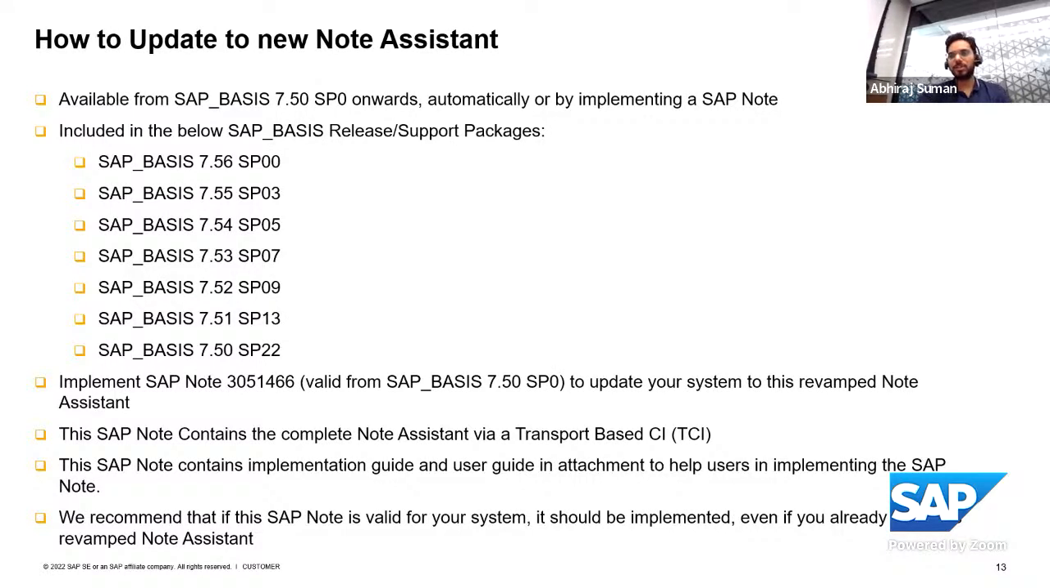The new Note Assistant is available from SAP Basis 750 SP0 onwards, and it can be made available in the system by implementing the SAP Note 3051466, which is now released. This note contains a transport-based correction instruction, which means the TCI implementation has to be done. The note also contains an implementation guide and a user guide, which explain all the details about how this note has to be implemented in the system, and also how the new tool has to be used.